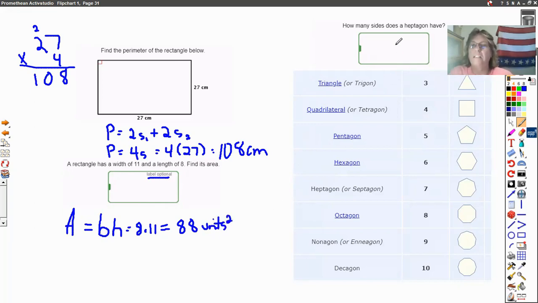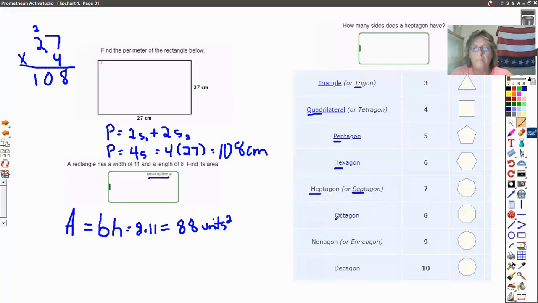The next one says, how many sides does a heptagon have? And so just as this idea here, making sure you understand, triangle, because tri means 3, is a 3-sided figure. A quadrilateral is going to be your rectangles, your rhombuses, your squares, your parallelograms. They have 4 sides because quad means 4. Pentagon is a 5-sided figure, so pent means 5. Hexagon is 6-sided. Hex is what we use for 6. Heptagon or septagon is going to be 7. The hept or sept are both 7.